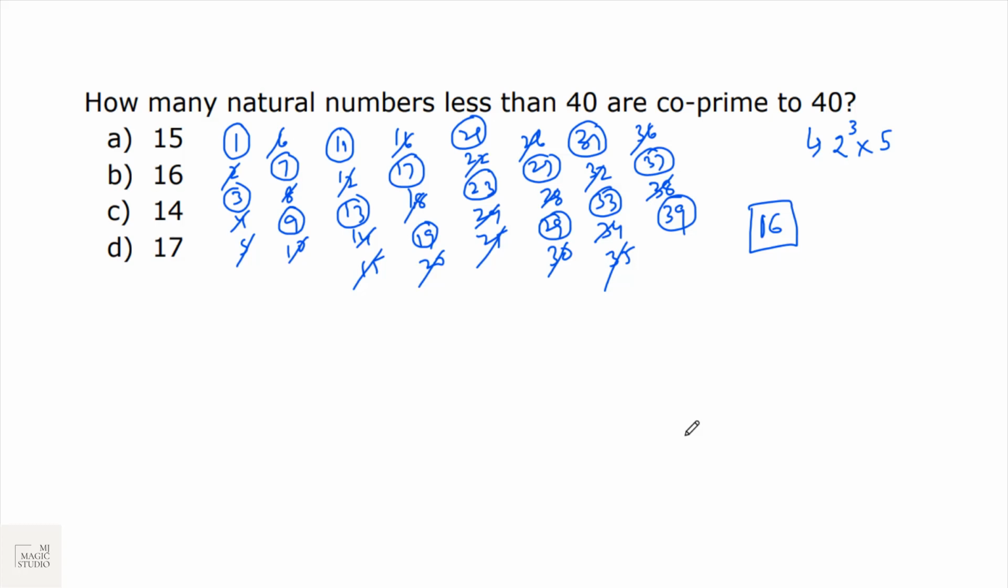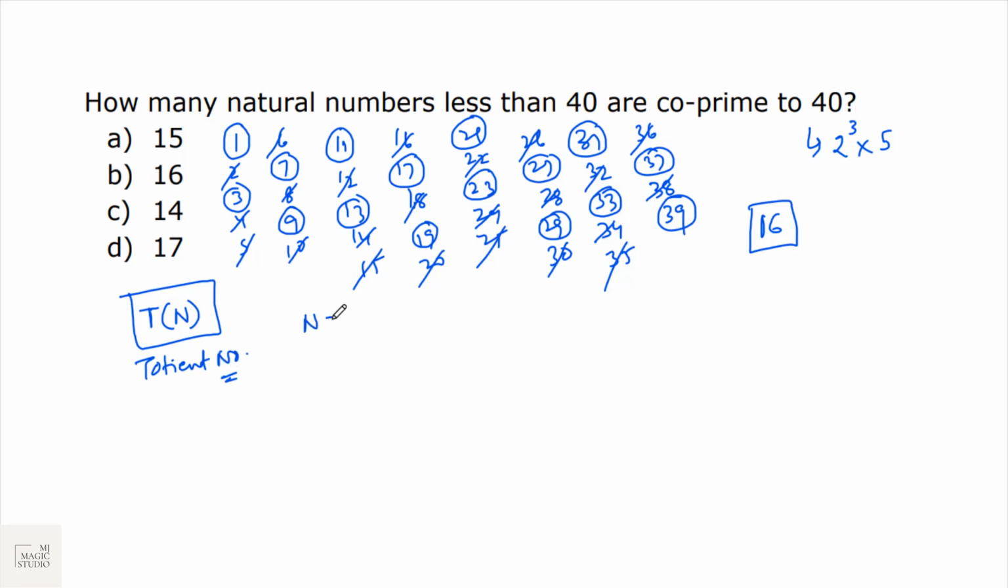But if instead of 40, a big number like 120 is given, then how will we identify this? Will we write from 1 to 119? Obviously not. The simple solution for these kinds of questions, where they are asking about co-primes of a number which are less than the number, is nothing but to calculate the totient number of the number. This is the answer: the totient number.